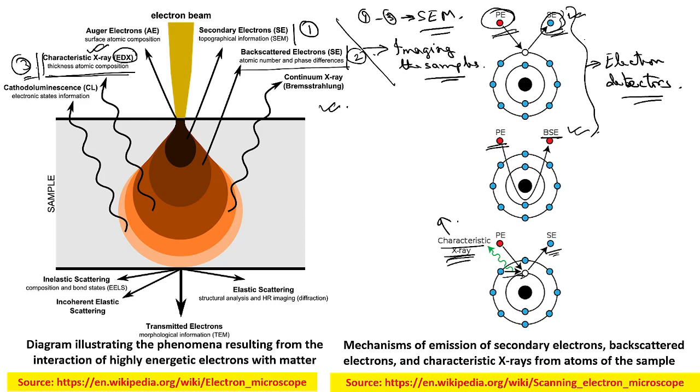This X-ray information can give you an indication of how many phases are there, if more than one phase is present, because different phases will have a different kind of atomic arrangement, and those atoms, as I told you, each atom has its own characteristic X-ray wavelengths, and from there we can do the analysis. This kind of analysis is called EDX analysis in scanning electron microscopy. Okay.